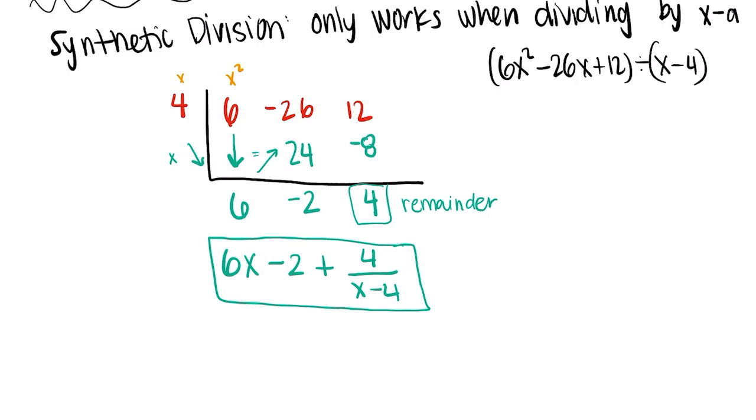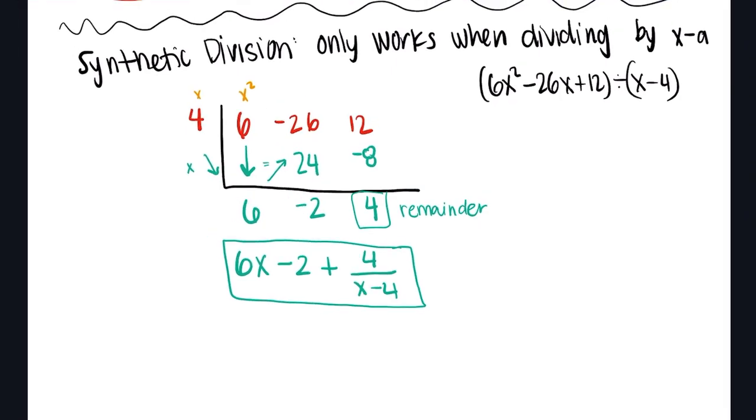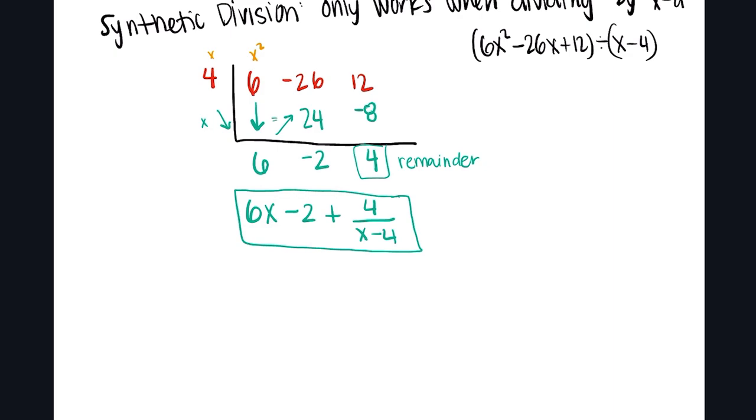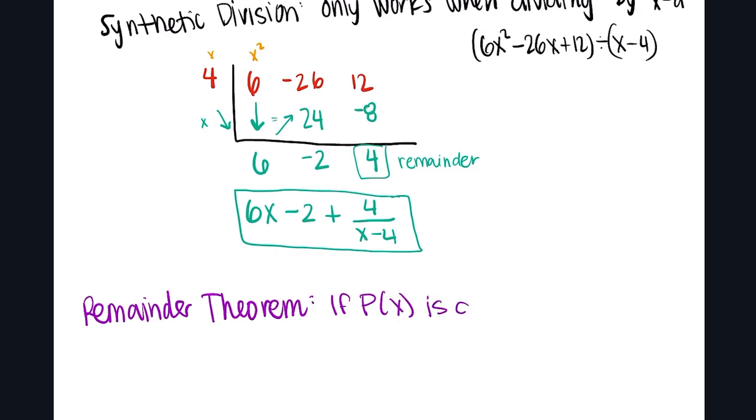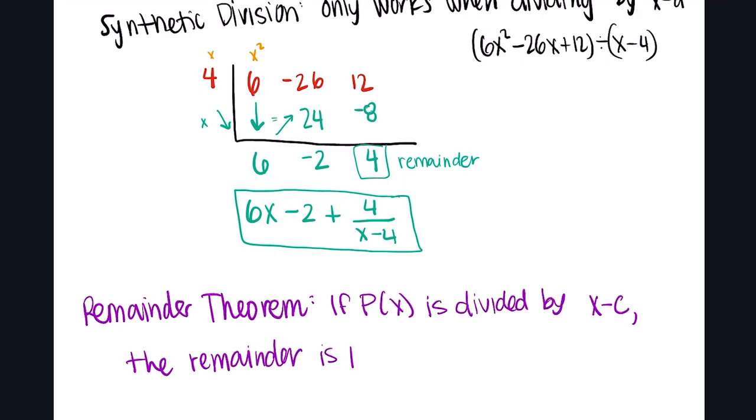Okay. So we're going to just real quick talk about the remainder theorem, and then we will talk about the factor theorem. So we'll do this real quick. The remainder theorem says that if p of x, some polynomial, is divided by x minus c, the remainder is p of c.